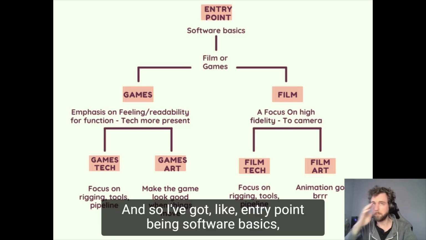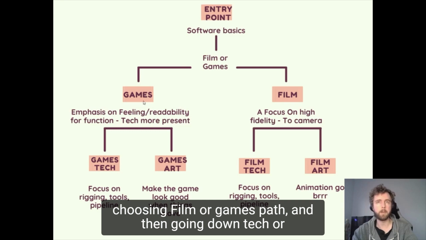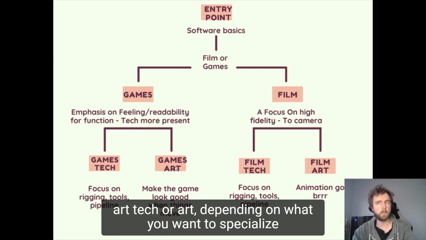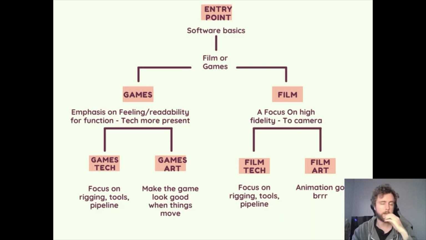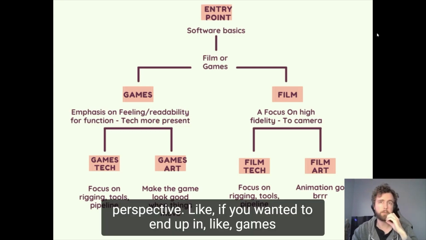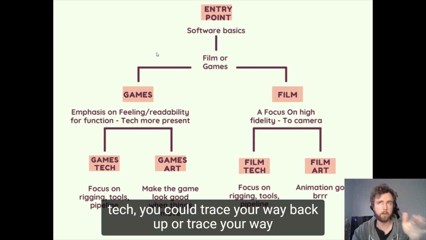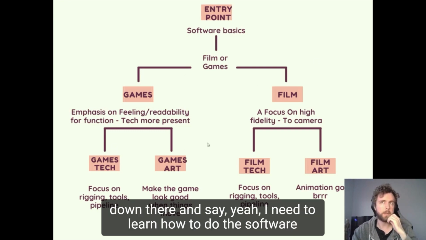And so I've got the entry point being software basics, choosing a film or games path, and then going down tech or art, depending on what you wanted to specialize in. So sure, this shows you at a really broad perspective. If you wanted to end up in games tech, you could trace your way down there and say, yeah, I need to learn how to do software basics, then I need to make a choice.